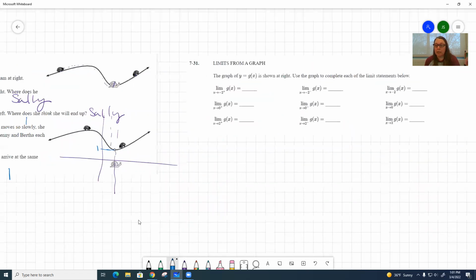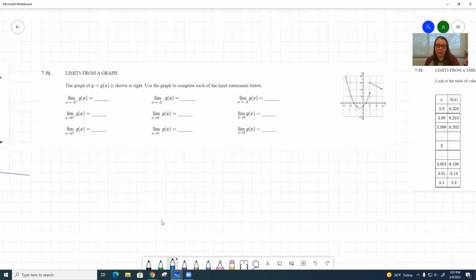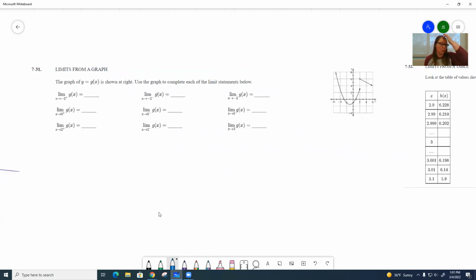All right, so here's a bunch of practice. We've got a graph, and I would suggest that you practice them on your own, like this is number 31, and then check your answers and compare to what I'm coming up with. All right, use a graph to complete each of the limit statements below. So the limit as we approach -2, this first one is -2 from the right and then the left. And then when it says just the limit as x approaches -2, that means as you're coming at it, you're getting to the same y value from both directions, from the left and from the right.